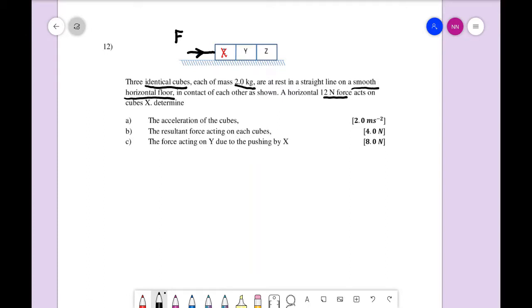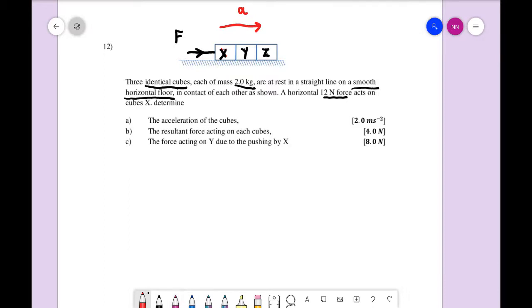Act on cube X. Okay, so we have cubes X, Y, and Z. Determine the acceleration of the cubes. This cube accelerates to the right because there is a force to the right, force F, a push force to the right. So it accelerates to the right.